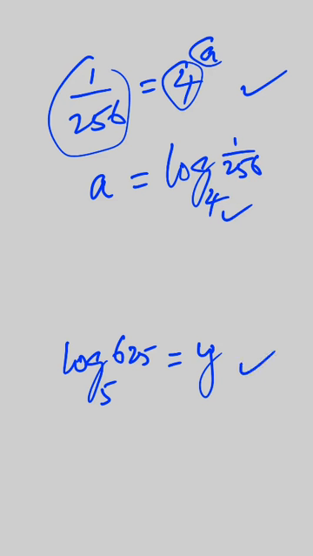And here a logarithmic form is there. Logarithm log 625 base 5 is equal to y. So how can we write it here? Whatever base is there, write it first. Base 5 power, this becomes the exponent, that equals 625.